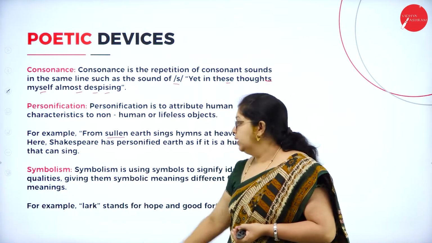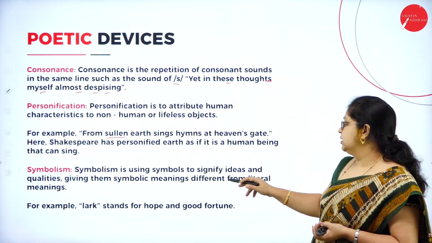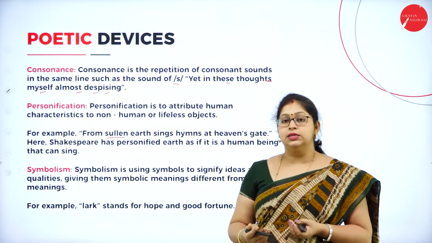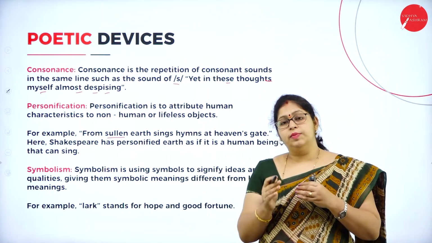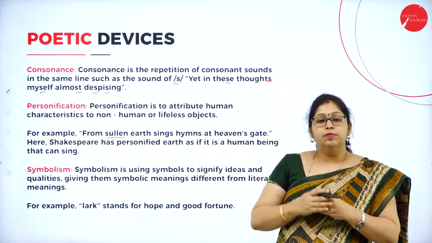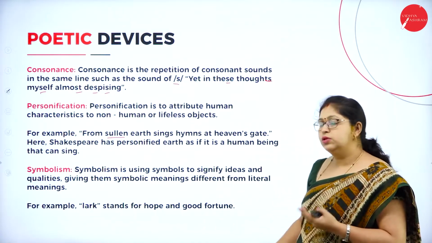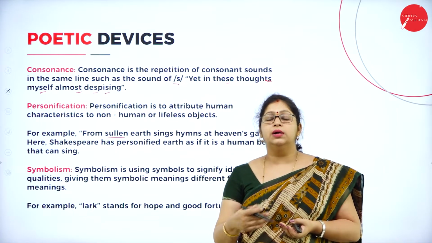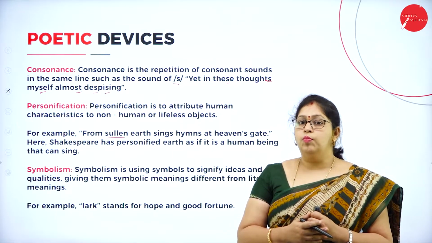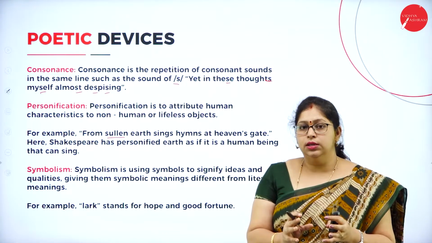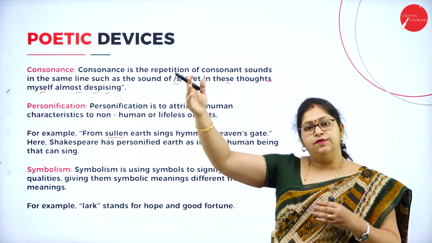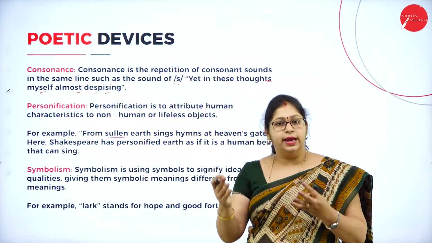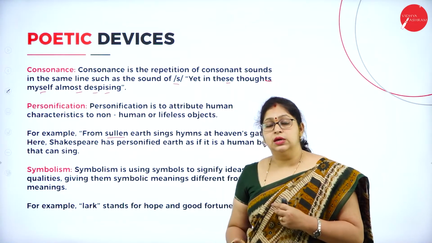Then symbolism. Symbolism is using symbols to signify ideas and qualities, giving them symbolic meanings different from literal meanings. So symbolically we tell something, and the literal meaning won't be there. Such usage is done in this sonnet, and that is the lark. Lark stands for hope and good fortune. Here the bird, lark, stands for good fortune or hope. Lark doesn't only mean the bird in the poem. It also means that like a bird, if he wants to fly, he has to have better fortune. He has to have hope for life. Only then can he do all those. So that is the symbolism used here.